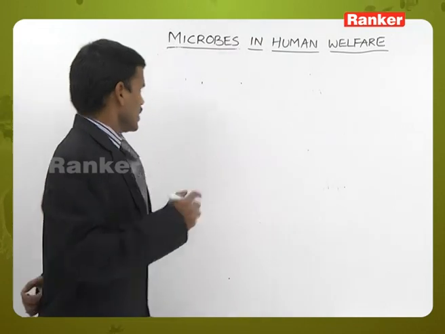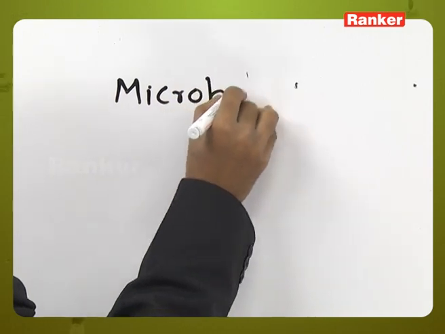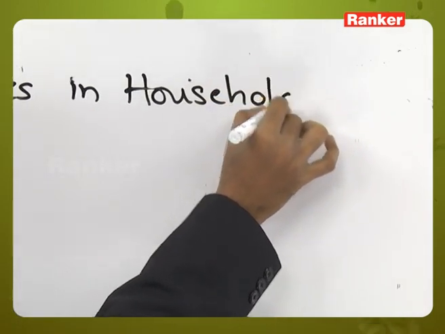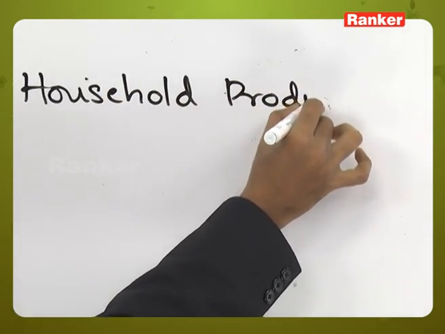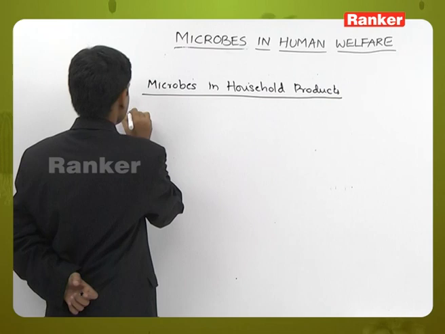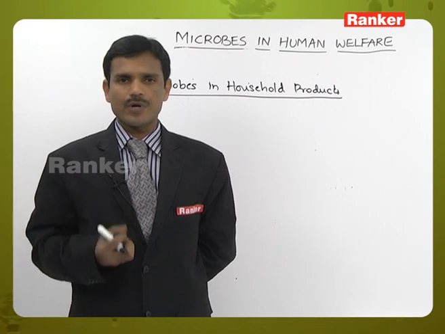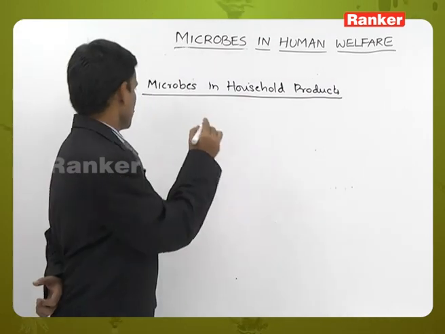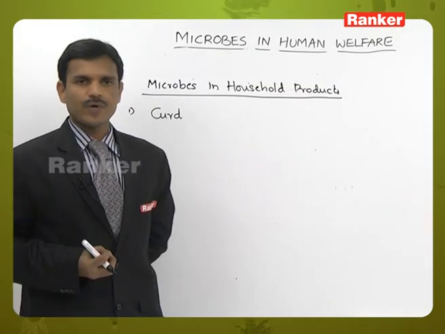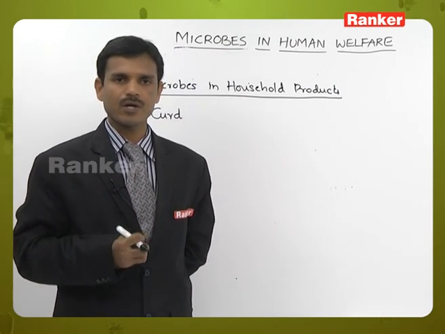First of all, the microbes in household products. Daily we are using so many microbe products, like curd. There are so many dairy products like curd, cheese, yogurt. All these are dairy products fermented by microbes.